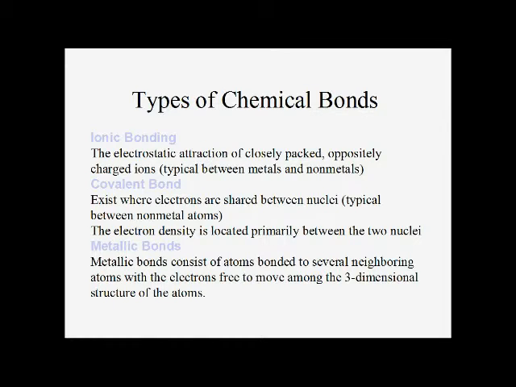When we have nonmetals combined with nonmetals, we end up with a shared electron bond. This is called a covalent bond. So we have a pair or two or three pairs of electrons that are in the space between the atoms, shared by both atoms, and this is what holds the two nuclei together.